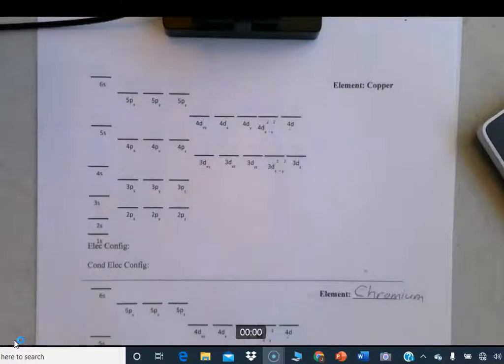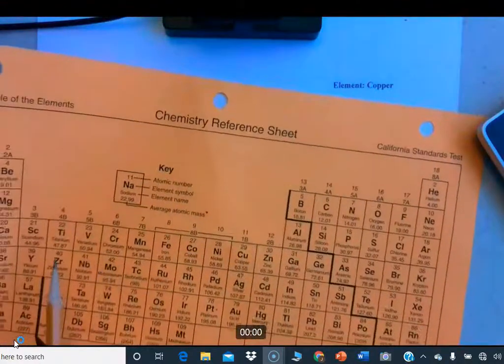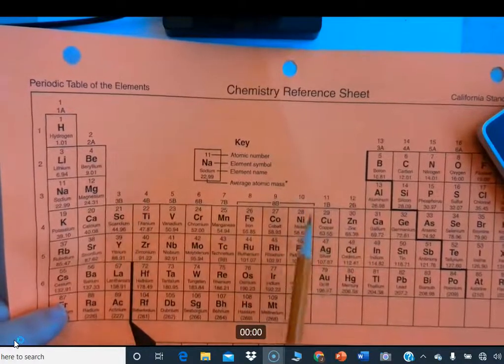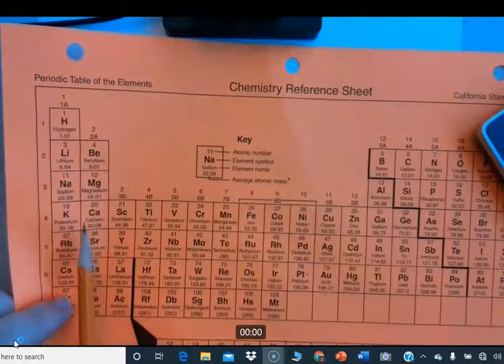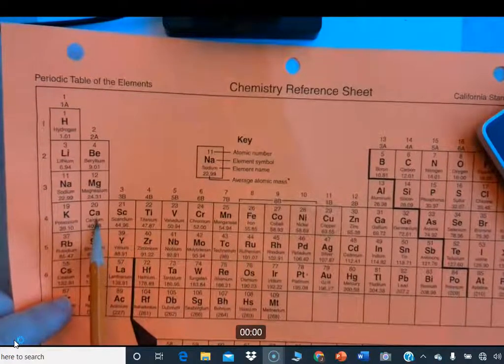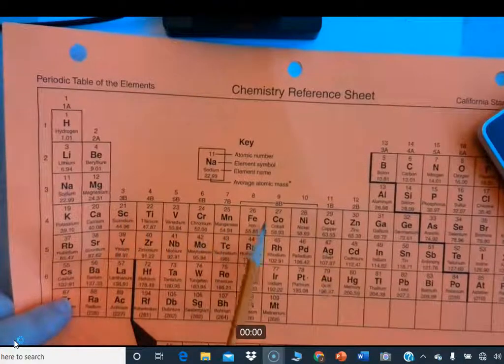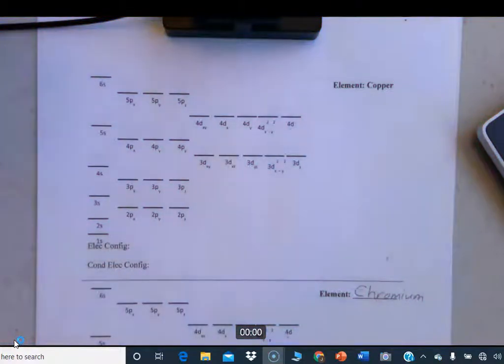Okay, next up I'm going to do copper. So where do we find copper? Copper is right here. You'll notice it's a transition metal. The valley here is the transition metals, and it's the 9th element over in the transition metals. So you have potassium and calcium, but if you just go to the transition metals, it's 1, 2, 3, 4, 5, 6, 7, 8. It's the 9th element in the transition metals. So that's going to have a special effect on this.